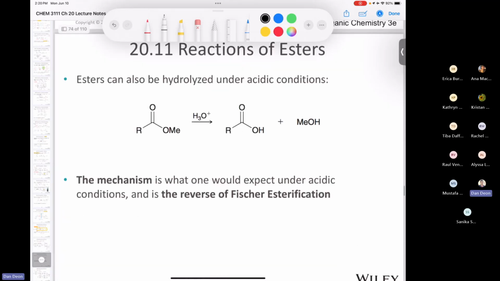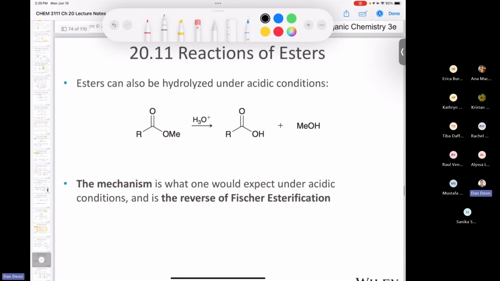All right, so it says here that esters can also be hydrolyzed under acidic conditions. Remember, under basic conditions, it's called saponification. Under acidic conditions, it has no fancy name, okay? It's just the hydrolysis of an ester in acid.